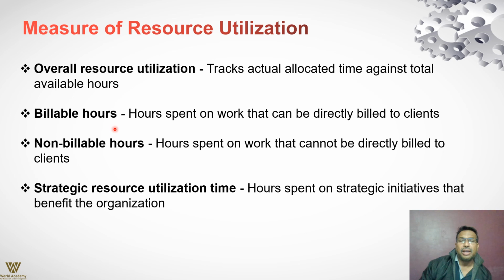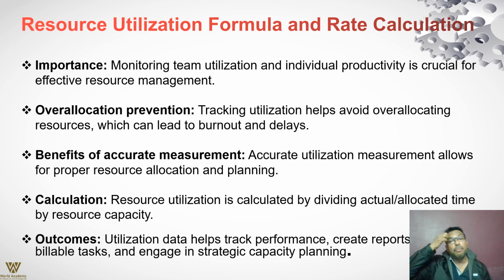Strategic resource utilization is time spent on strategic initiatives that benefit the organization. Importance: monitoring team utilization and individual productivity is crucial for effective resource management. Tracking utilization helps avoid over-allocating resources, which can lead to burnout and delays. Accurate utilization measurement allows proper resource allocation and proper planning. Resource utilization is calculated by dividing the actual allocated time by resource capacity.